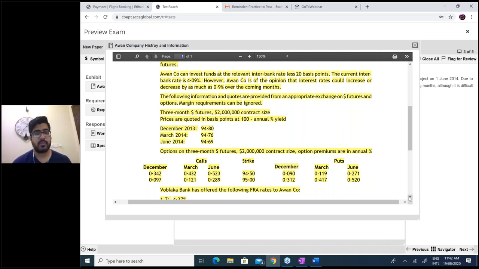The following information and quotes are provided from an appropriate exchange on futures and options. 3-month futures contract size is 2 million. Prices are quoted in basis points at 100 minus yield. December, March, June futures are given with their prices. Options, there are 2 million contract size. 2 exercise prices and strike prices are given. Like in yesterday's question, you have to take both prices, 94.5, 95. Calls are also given, puts are also given for December, March, June. Only one is relevant. Okay.